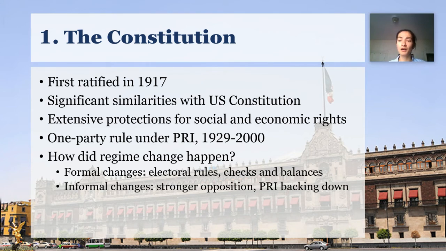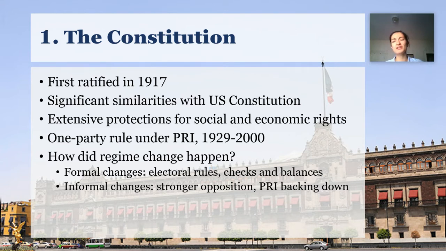So the PAN, which is Mexico's longstanding conservative party, and the PRD, which is a newer leftist party that emerges in the 1980s as it splits away from the PRI, those parties are going to start contesting elections, first at the local level and then at the national level in the 80s and 90s. And they're going to start chipping away at that PRI hegemony in those local elections. So the opposition is going to be stronger.